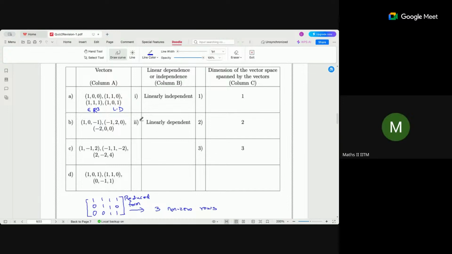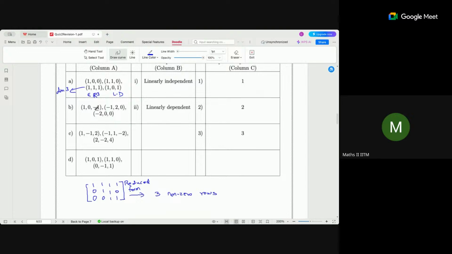3, right? So here the dimension is 3. Okay, fine. Now let us look at the next case. The first case is clear for everyone, right? Why it is linearly dependent and why dimension 3. Yes, fine.